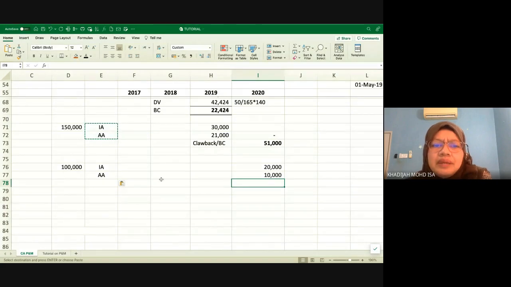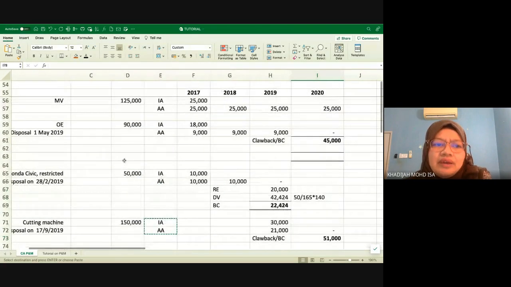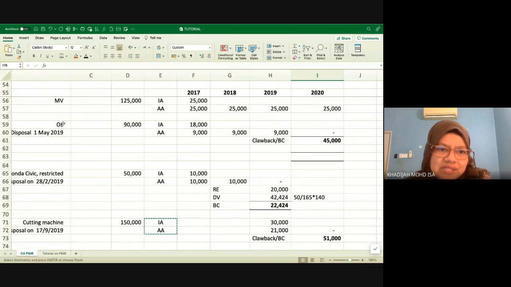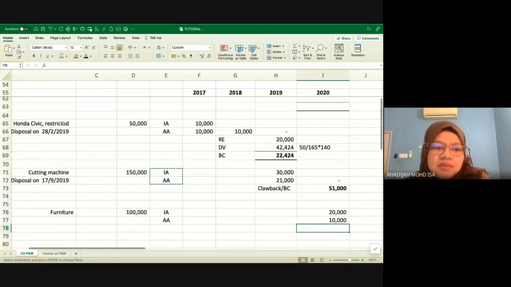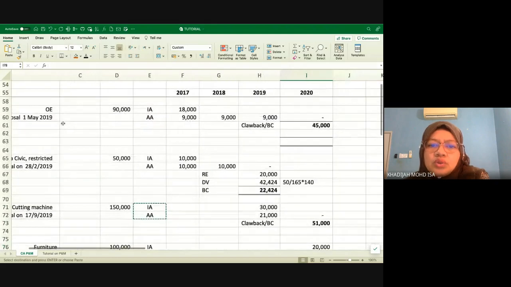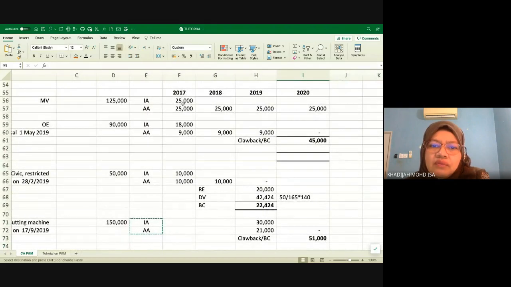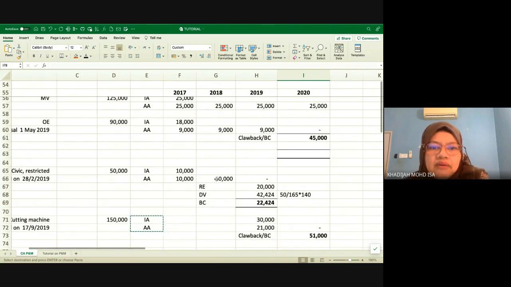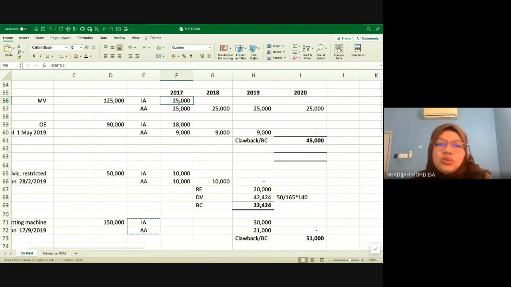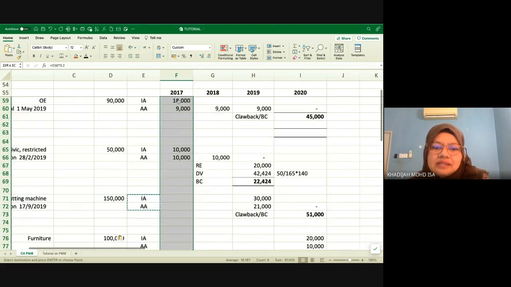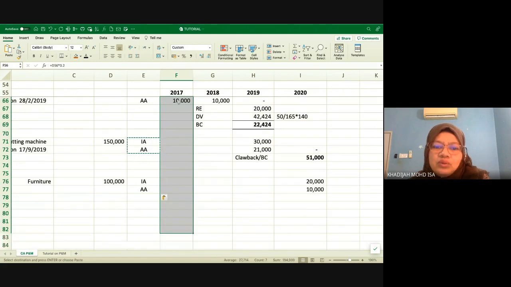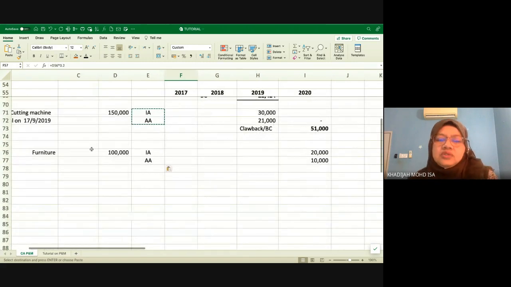So now, based on this information, you see that you have all these assets: motor vehicle, office equipment, Honda Civic, cutting machine, and furniture. Right now, you want to compute the total CA for 2017, 2018, 2019, and 2020. Remember that you need this information in order to compute your statutory income. So for 2017, you have this total, that is your total allowance that you claim.